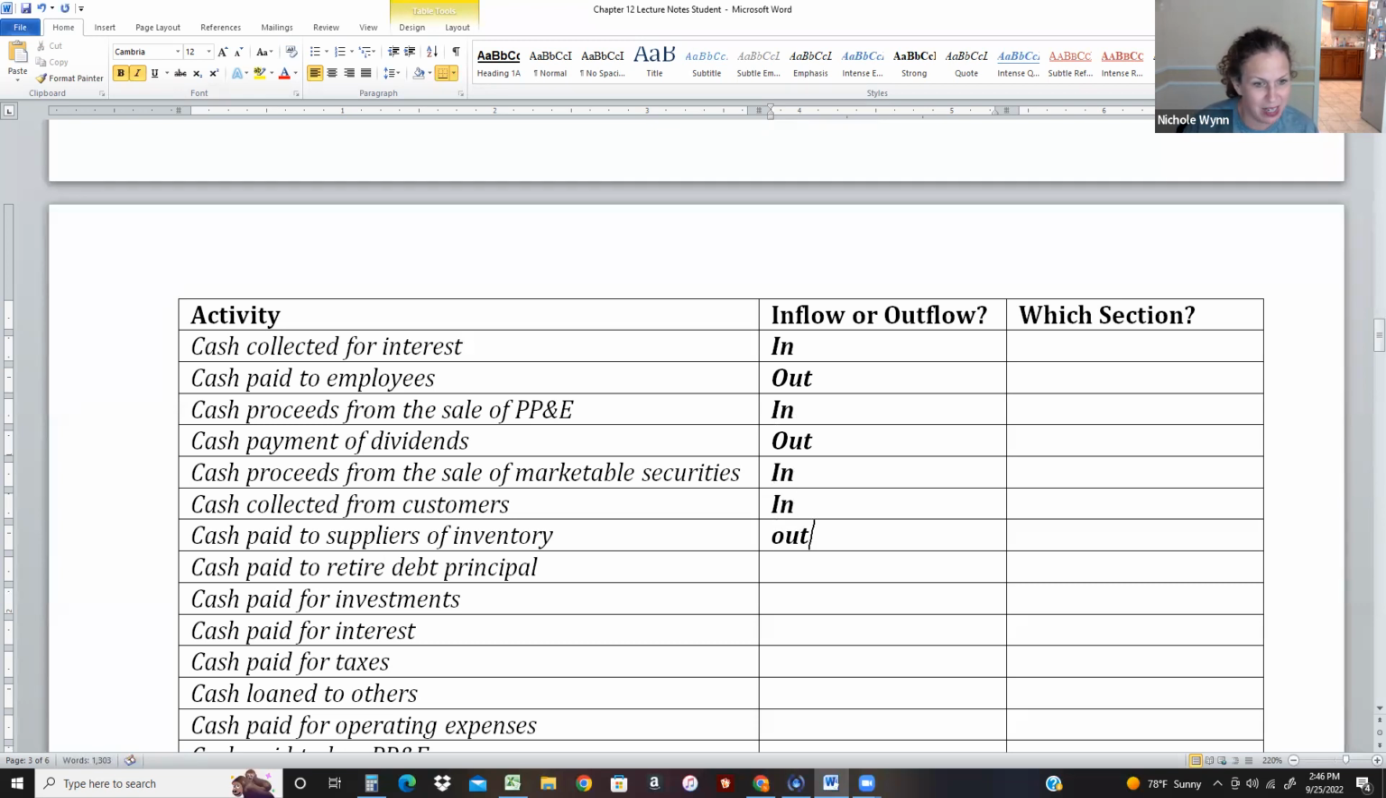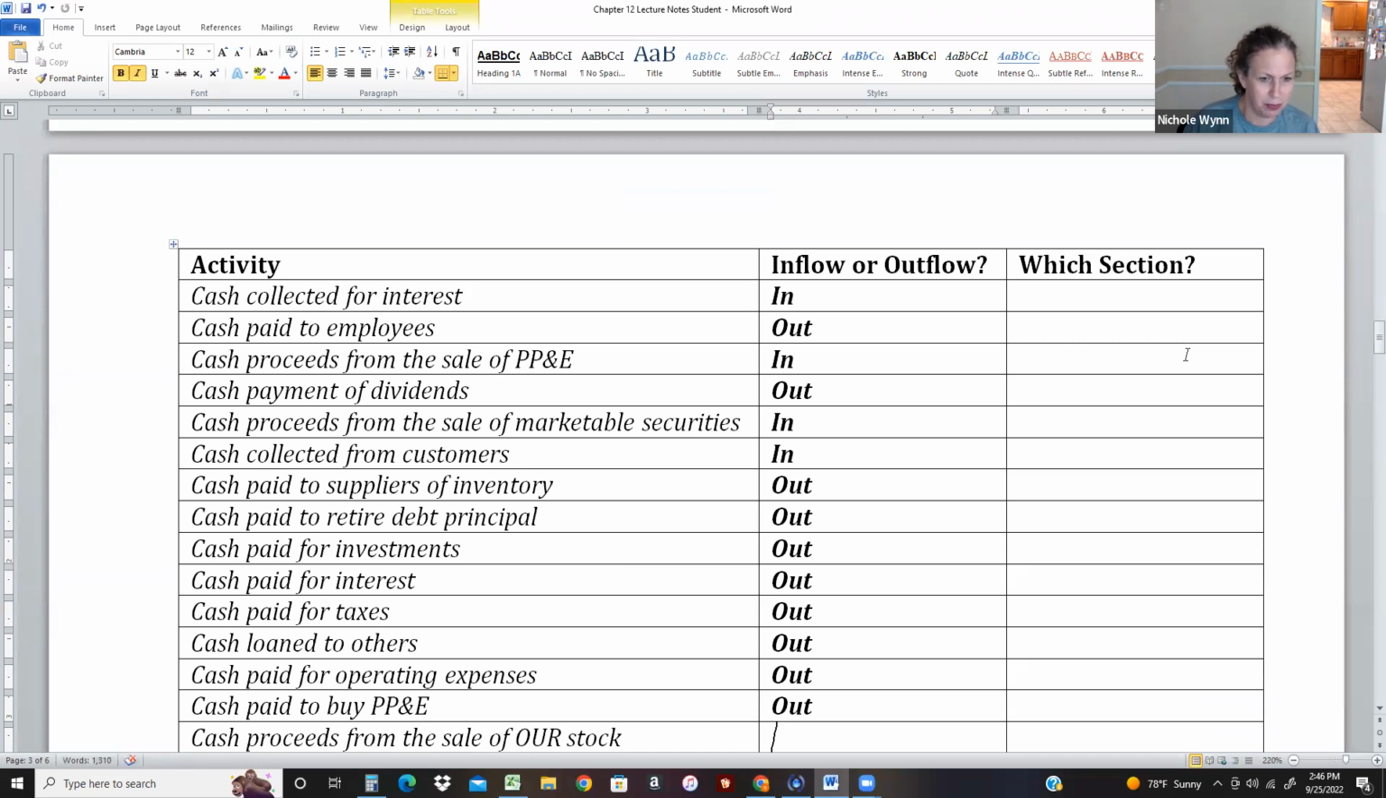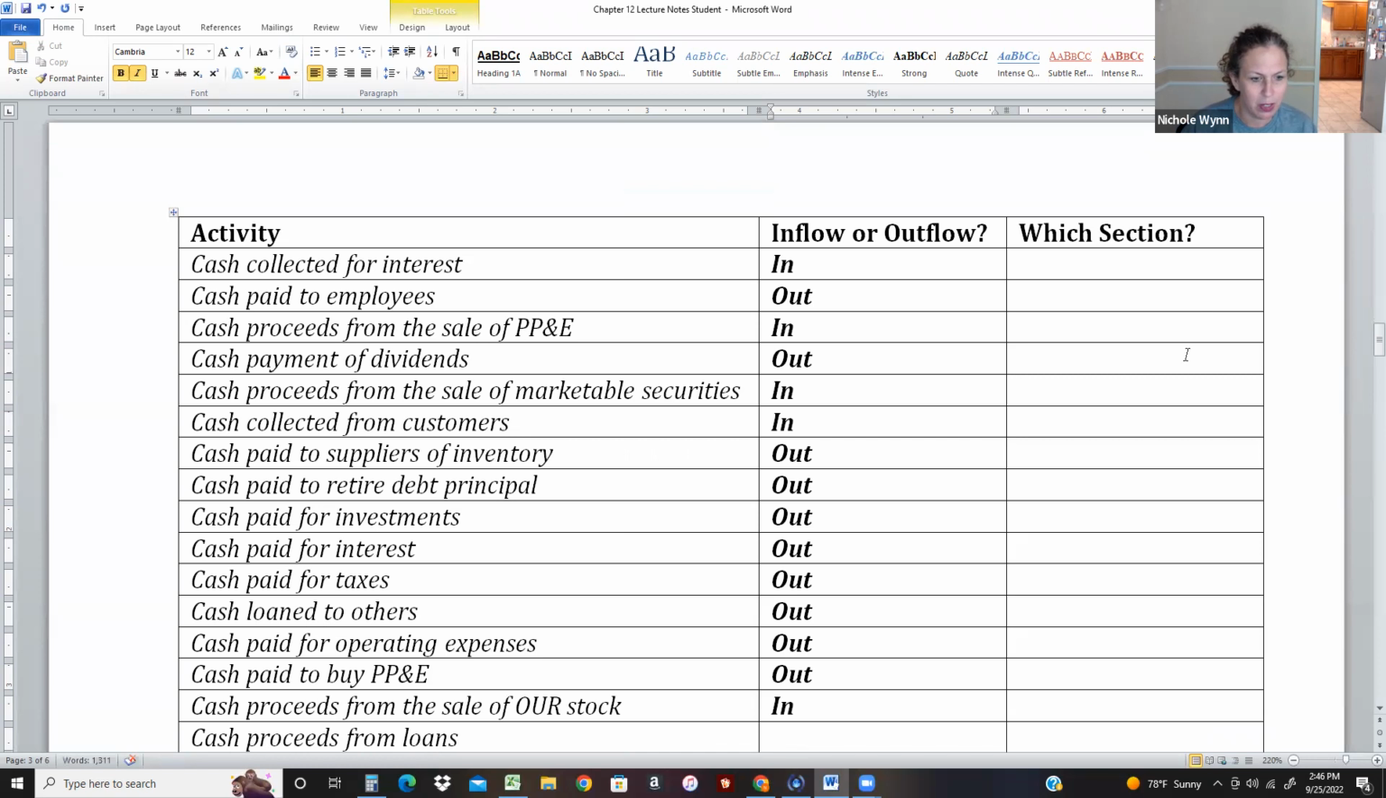And then we're going to paid for suppliers, paid to retire debt, paid for investments, paid for interest, paid for taxes, loaned to others. Okay, if I loan money to others, then money's going to come out of my account. Paid for operating expenses, paid to buy PPE, proceeds from the sale of our stock. Okay, so proceeds are in, we're receiving the money, we're selling shares of our own stock, like common stock. Cash proceeds from loans. This is when we get a loan, so that's in.